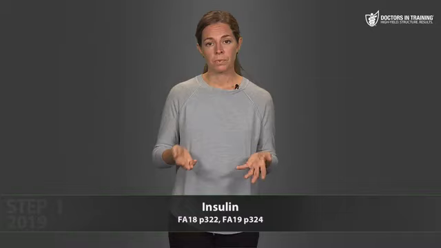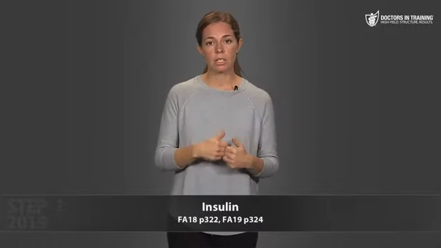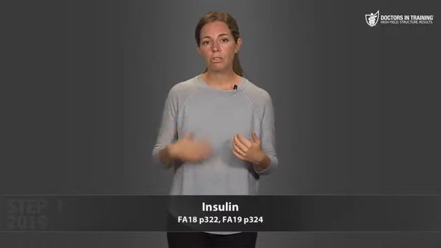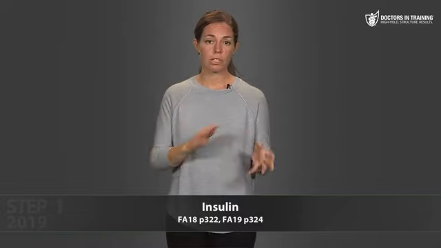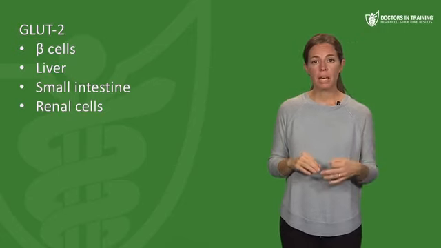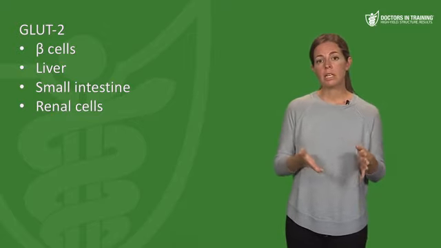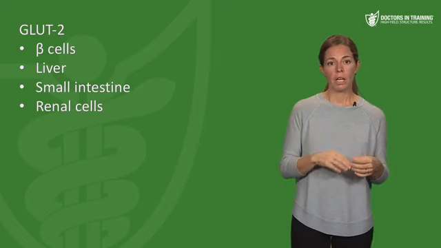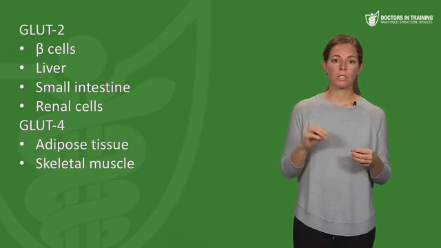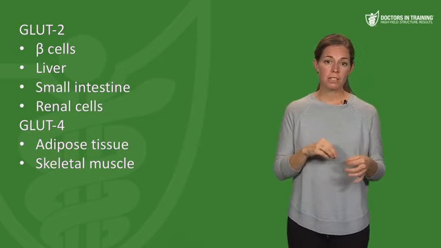So this whole process explains how a rise in extracellular glucose can trigger release of insulin from the beta cells. Now, I mentioned the GLUT2 transporters, which are responsible for bringing glucose into the beta cell. There are actually several different types of glucose transporters in different parts of the body. So the GLUT2 transporter is found in the beta cells and also in the liver, the small intestine, and renal cells. This is an insulin-independent transporter. Then there's a GLUT4 transporter, which is found in adipose tissue and skeletal muscle. This is an insulin-responsive transporter.